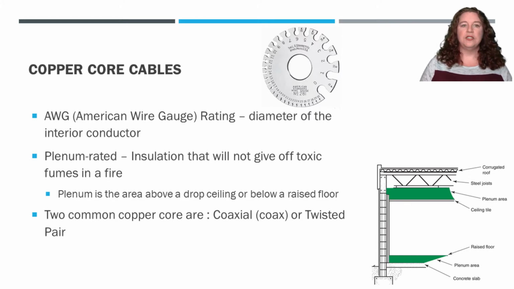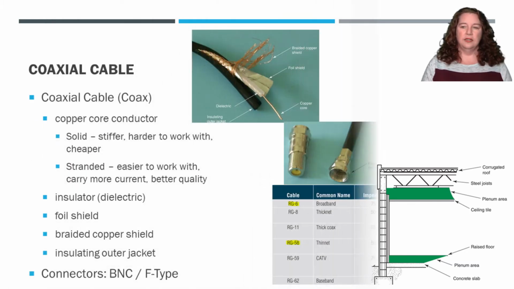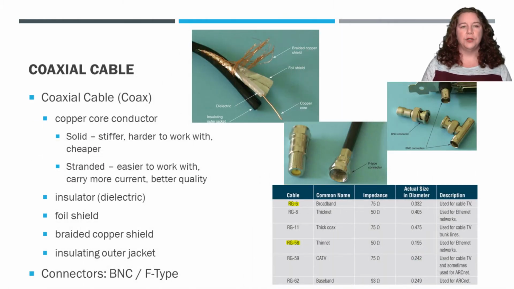So as I said at the beginning, there are two different types of copper core: either coax or twisted pair, coaxial or twisted pair. We're going to go over each of those individually and explain them. With our coaxial cable, or coax, we have a copper core conductor. It is the core that goes through the middle, and that's what we're using to conduct our electrical pulses.